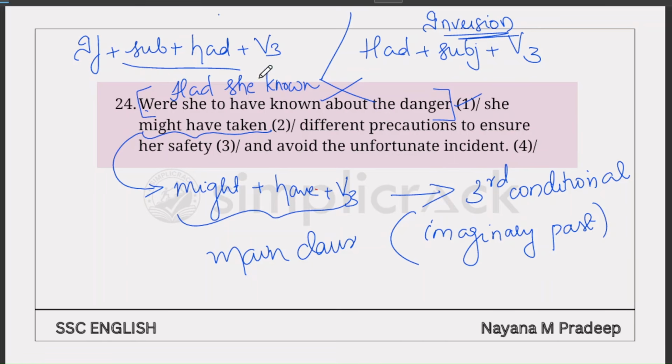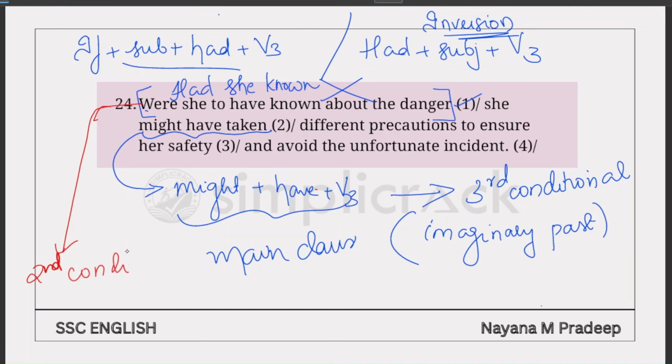Now, look at the structure that is used here. Were she to have known about the danger? In which conditional is that structure written? The structure that is given to you, were she to have known about the danger, is written in the second conditional sentence. This is the one that we use in second conditional.